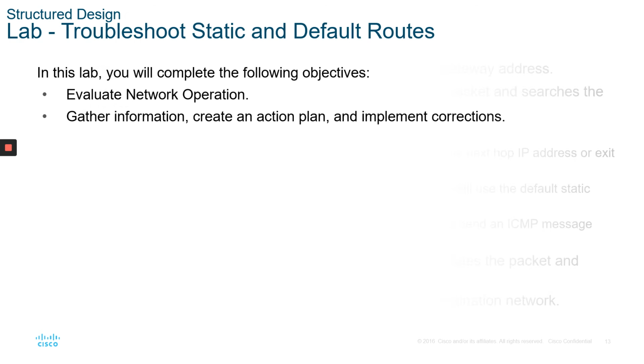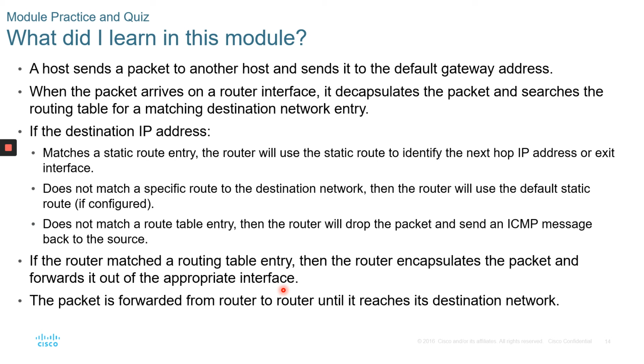And again, what we have learned in this module: a host sends a packet to another host by sending it to the default gateway address, which is the router address. When the packet arrives at the router interface, it de-encapsulates the packet and searches the routing table for the matching destination entry. Again, there could be several scenarios: what will happen if it matches, what if it doesn't match a specific route, and what action the router will take, and so forth.